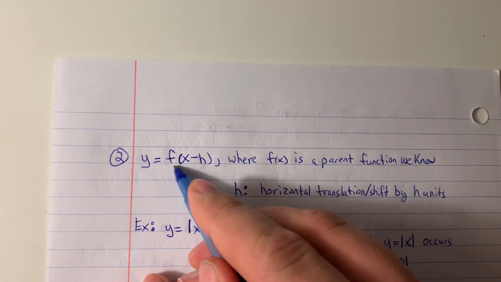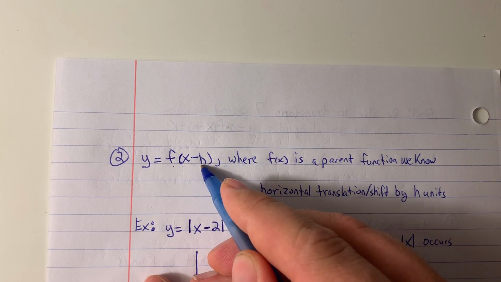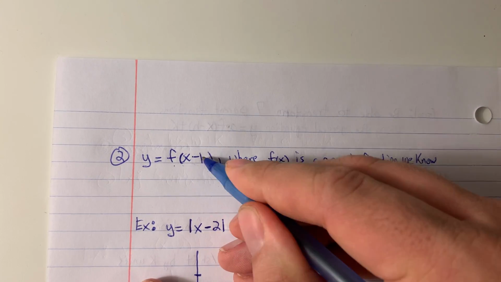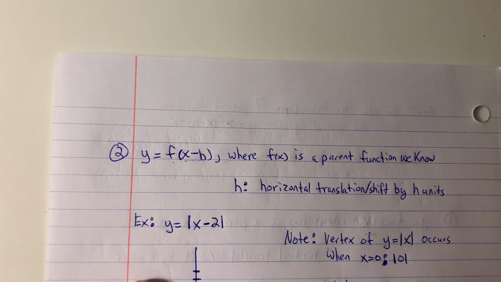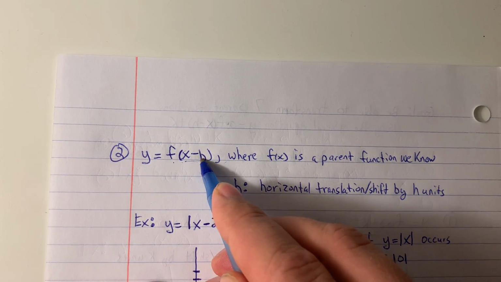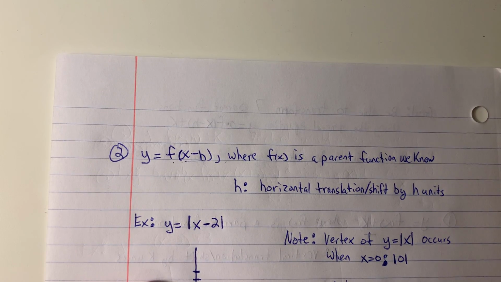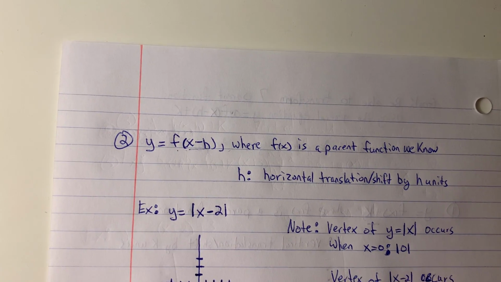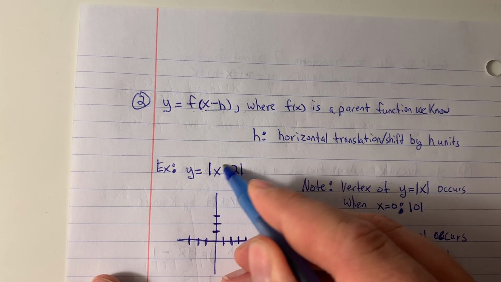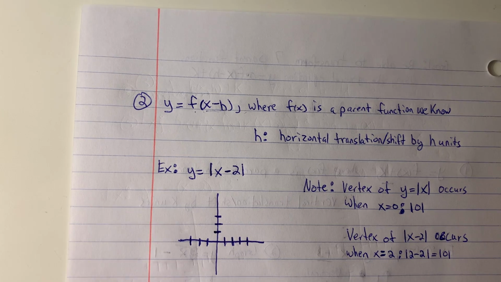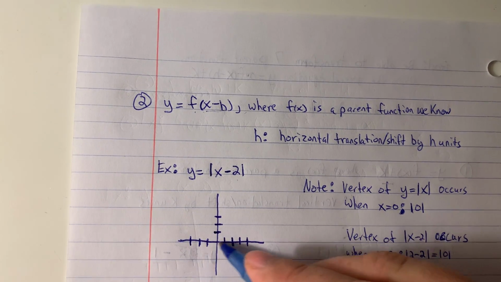All right, let's get a little bit more complicated. What if we have y equals f of x minus h? Now, there's something inside of the parent function that's getting changed. In this case, h is going to be a horizontal translation by h units. But there's something weird that's going to go on here. Absolute value of x minus 2, because that minus 2 is inside of the absolute value instead of outside, it's going to be a shift left or right.